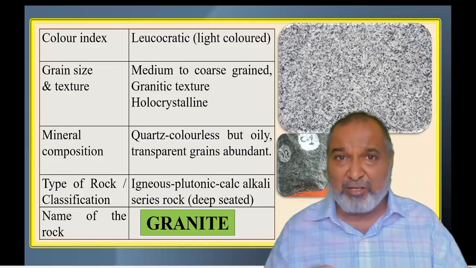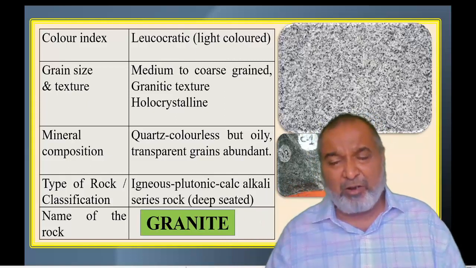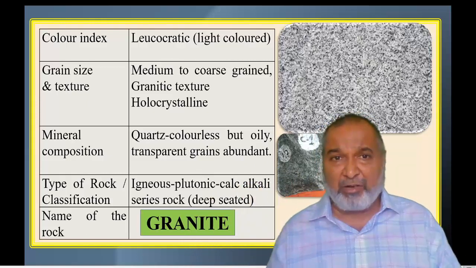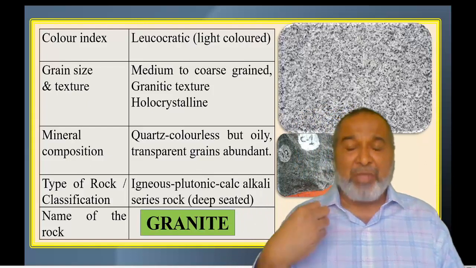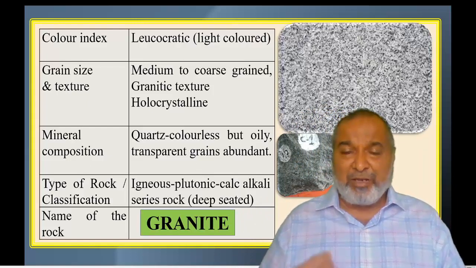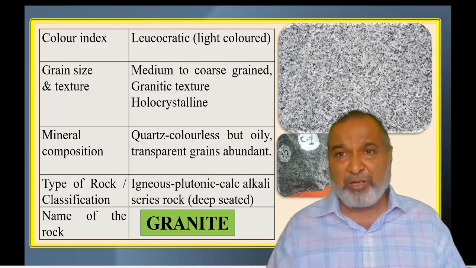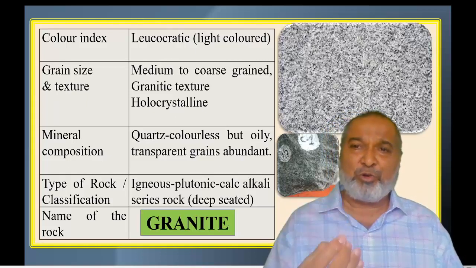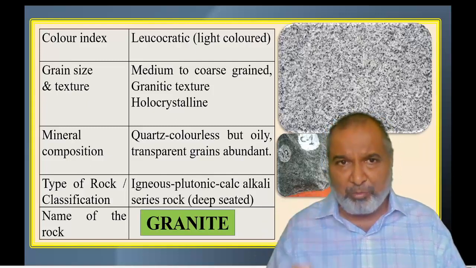It is a light color, so it is a leucocratic color. You can write light color, or if you remember the word leucocratic, you can write it down. We are not going to cut your marks if you don't write leucocratic, but when you become a geologist, you have to use the terms used in theory as well as in practical. So you can mention leucocratic. If you don't, nobody is going to cut your marks.